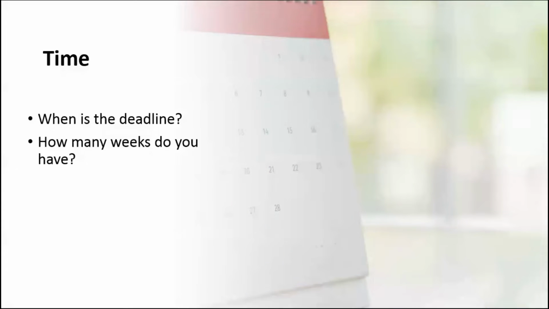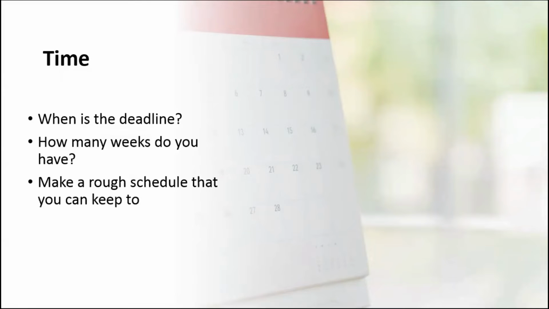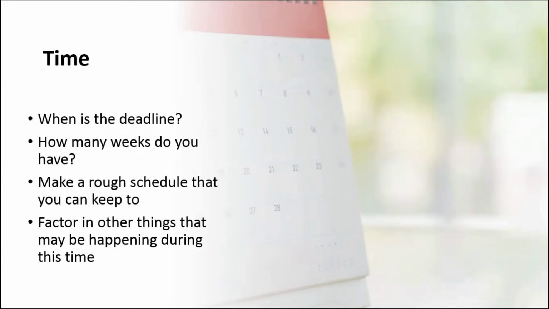Work your way back from the deadline so you know precisely how many weeks you have. Make a rough schedule that you can keep to. Put it on your phone, put it on the wall, somewhere that you can see it. Also factor in other things that are going to be happening in your life between now and the deadline. Maybe you have other assignments that also need to be completed.